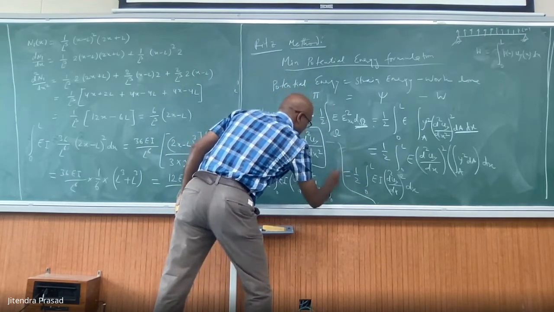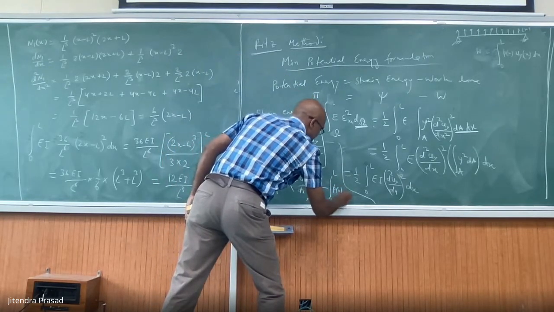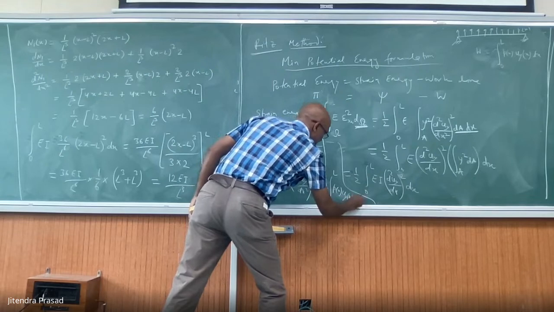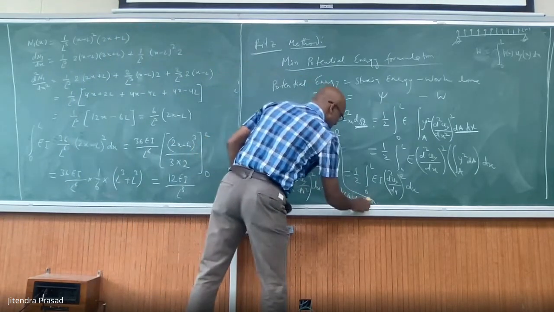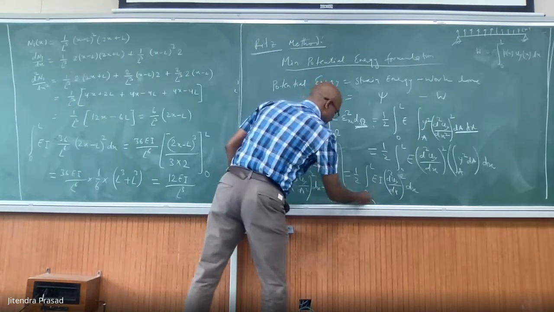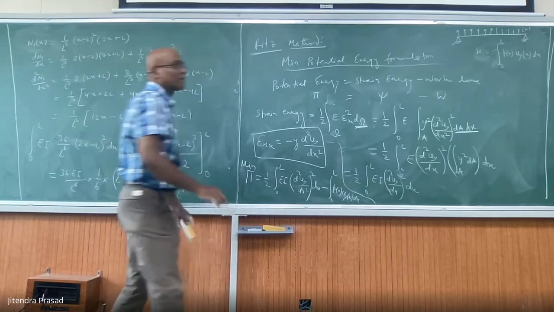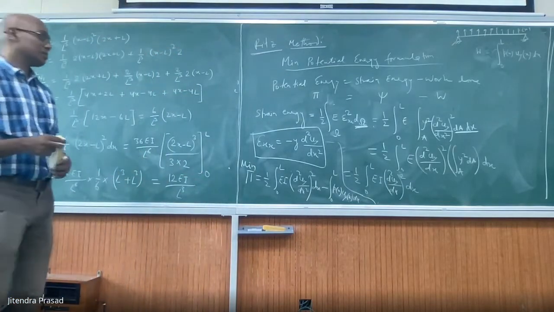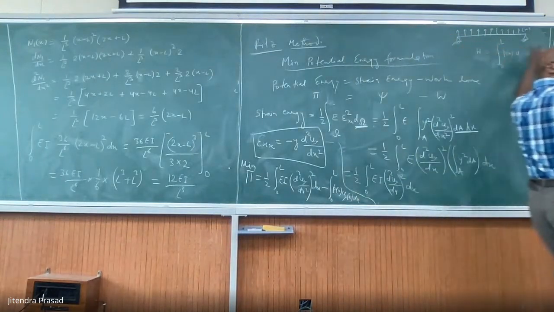Minus integral 0 to L, Px uy dx. The derivative is equal to 0. Not 0, but minimize it. For this case, it will be like this.